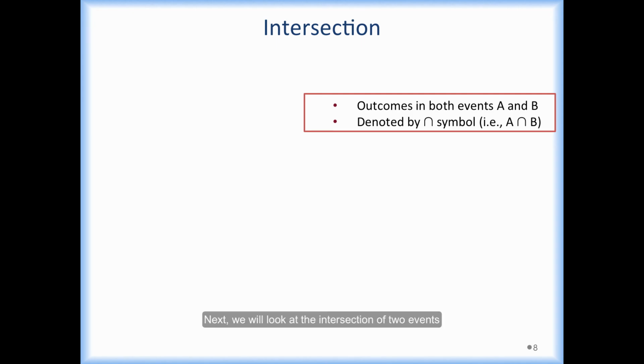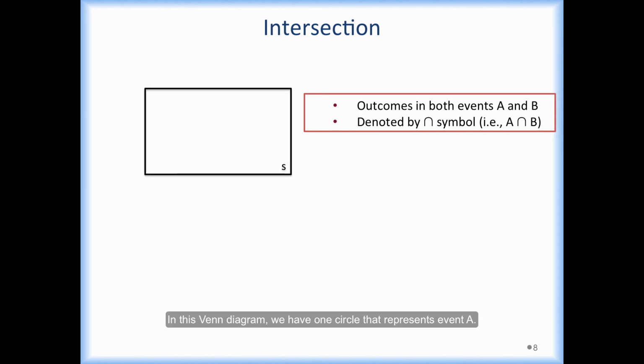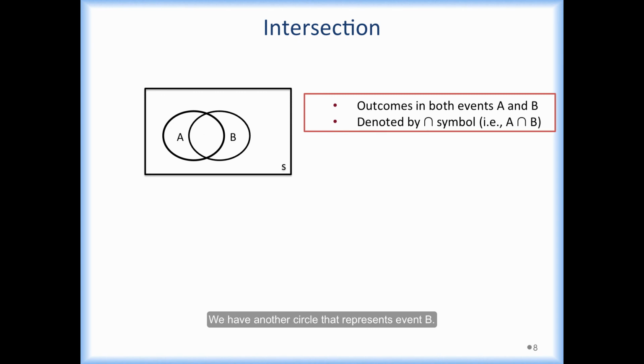Next, we will look at the intersection of 2 events. The intersection of 2 events contains sample points that belong to both events. Mathematically, we use an upside-down U to denote intersection. In this Venn diagram, we have 1 circle that represents event A. We have another circle that represents event B. The 2 events' overlapping part is the intersection of the 2 events.